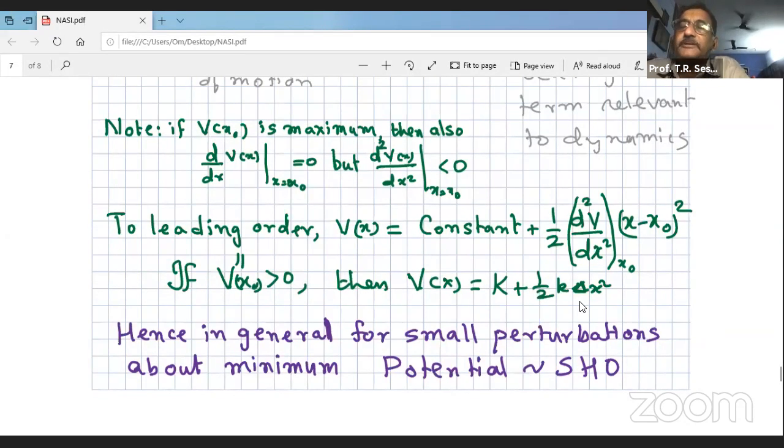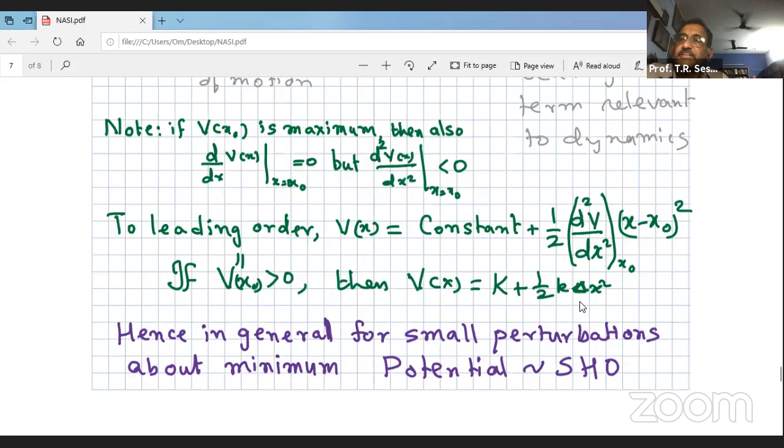It should be d2V by dx square. Okay. Now here, suppose instead of minimum, x naught was a maximum. Then also dV by dx at x naught is 0. But the d2V by dx square at x naught will be less than 0. If it is a minimum, that thing will be greater than 0. And so as I said, the leading order V of x is equal to a constant plus this quantity. Here I've written x minus x naught whole square.